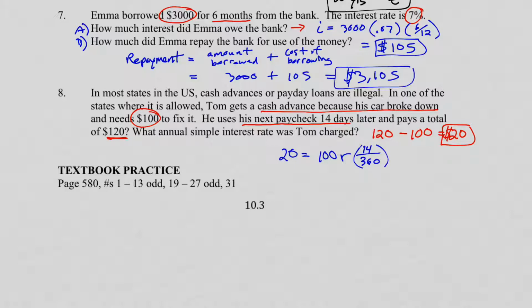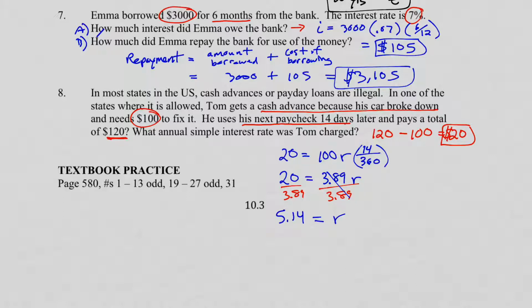So if we do the calculation, 14 days out of 360 days, let's simplify the right side. 14 divided by 360 times 100 is going to equal 3.89. And we're going to solve for R. So we're going to divide both sides by 3.89. So 20 divided by 3.89 is 5.14.